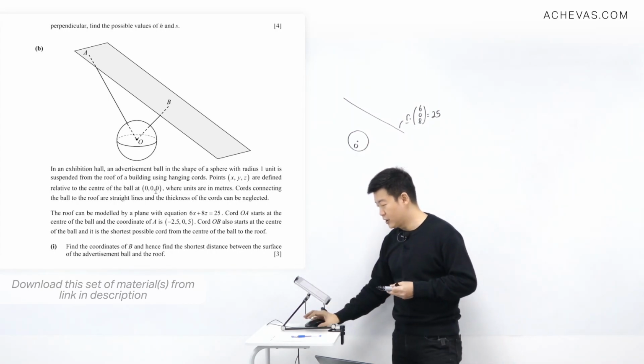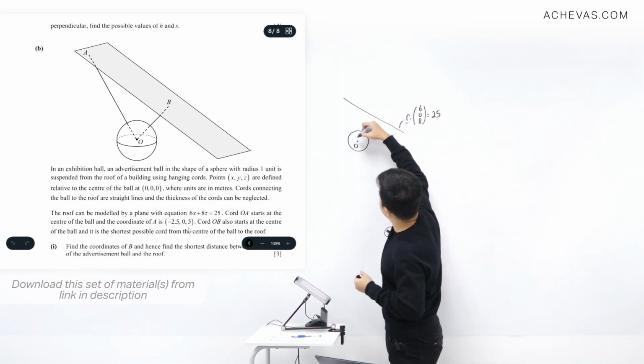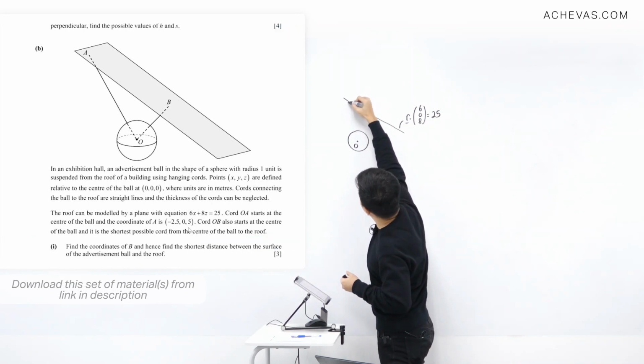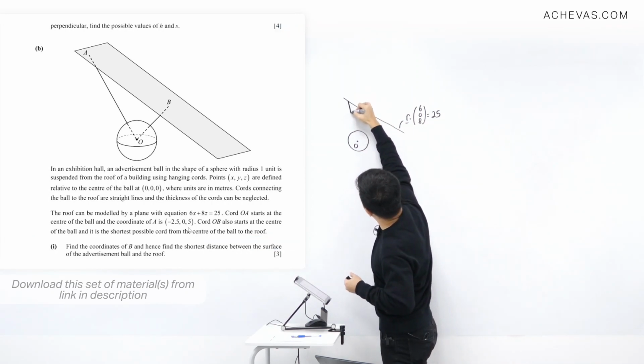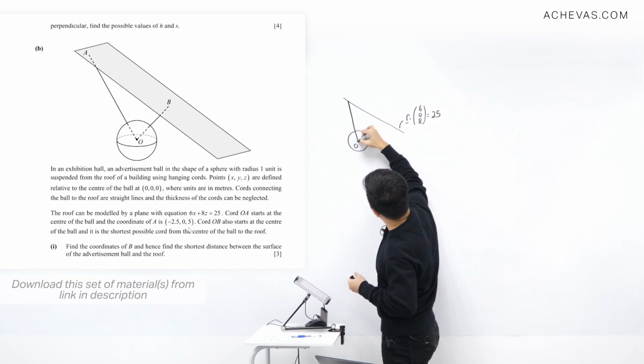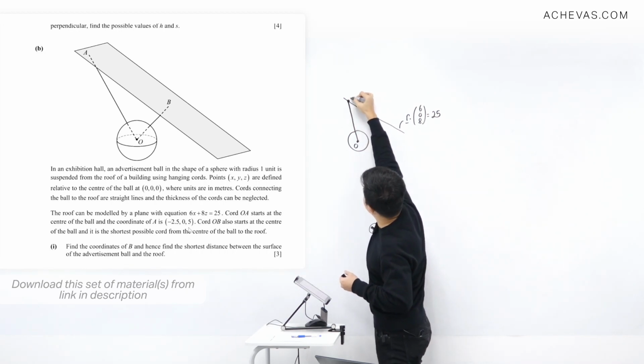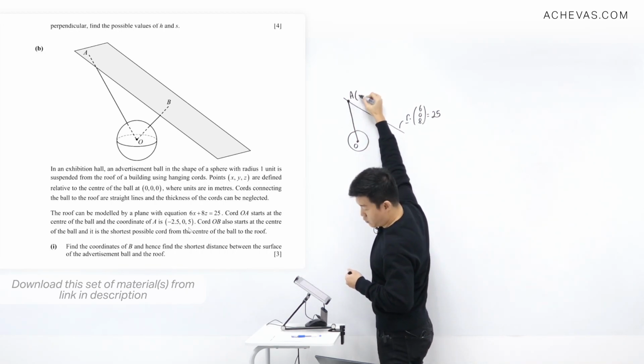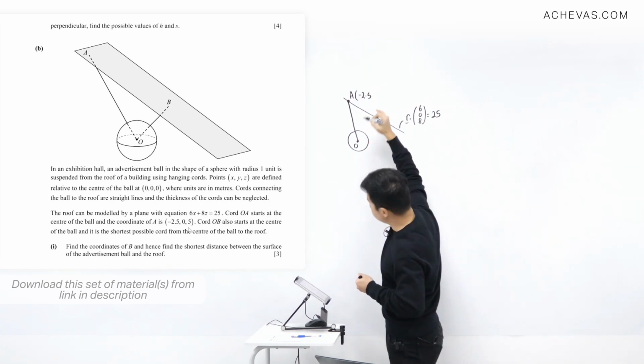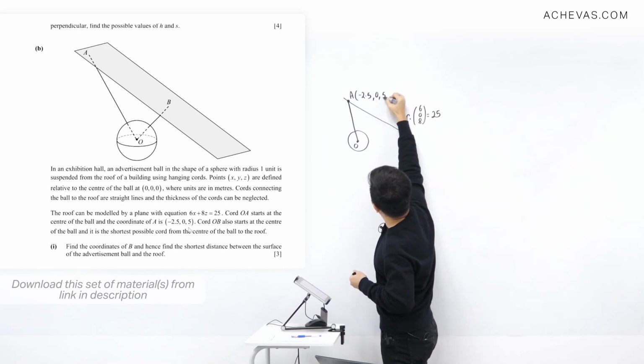And according to what the question says, OA starts at this point, (negative 2.5, 0, 5). So let's say from here to a point A, I'm not sure where it is. Let's say it is here. Okay, so let's say this is point A. Let me indicate the coordinates for us: negative 2.5, 0, and 5.